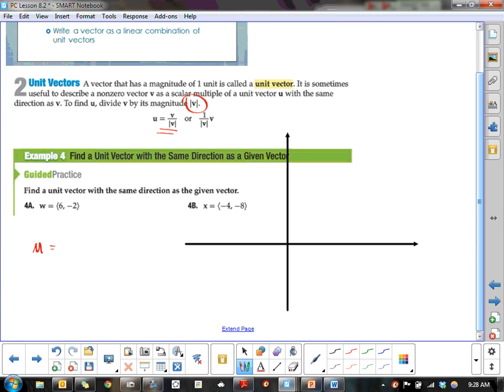Well, the unit vector would equal the vector w over the magnitude of the vector w. So how do you find the magnitude of the vector w if you're given it in component form? So think about going 6, going down 2. If this is 6, negative 2, we're trying to find the magnitude of that. What is this an application of? Pythag. This is your Pythag idea.